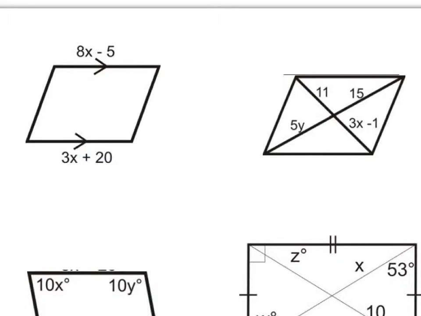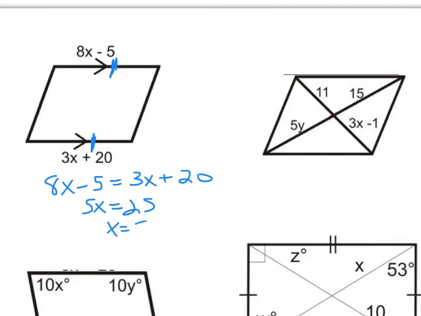So in the first example, one of the properties of parallelograms that we learned is that opposite sides of a parallelogram are congruent, which means that I can set them equal to each other. So 8x minus 5 equals 3x plus 20. And when I solve that, I get 5x equals 25, and x equals 5.